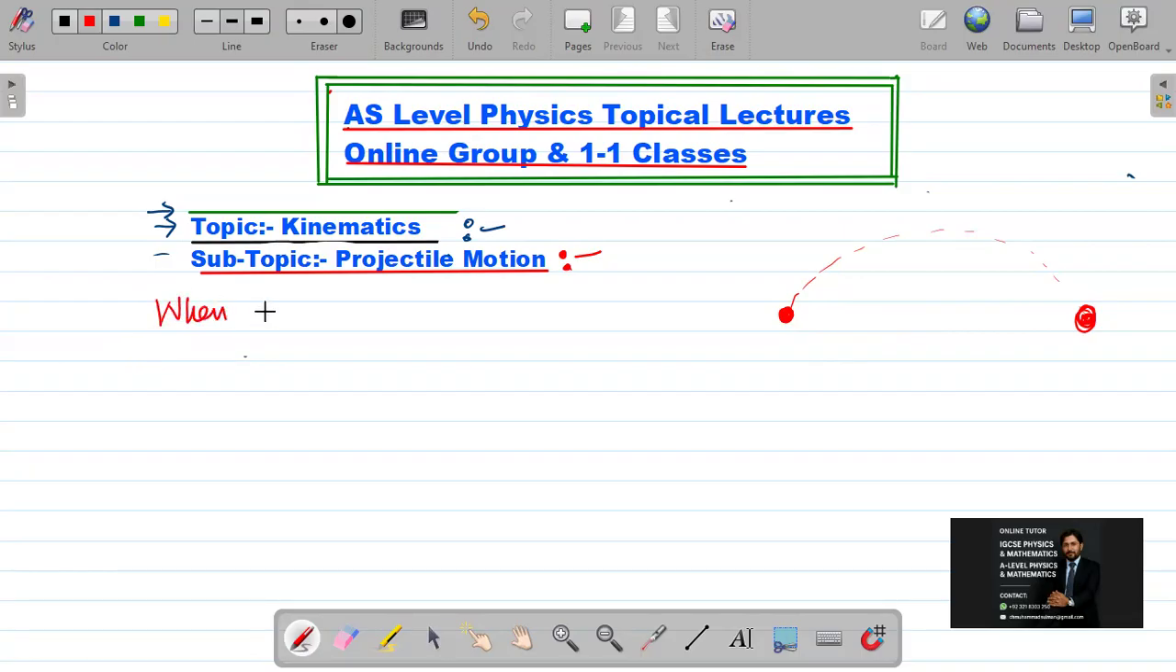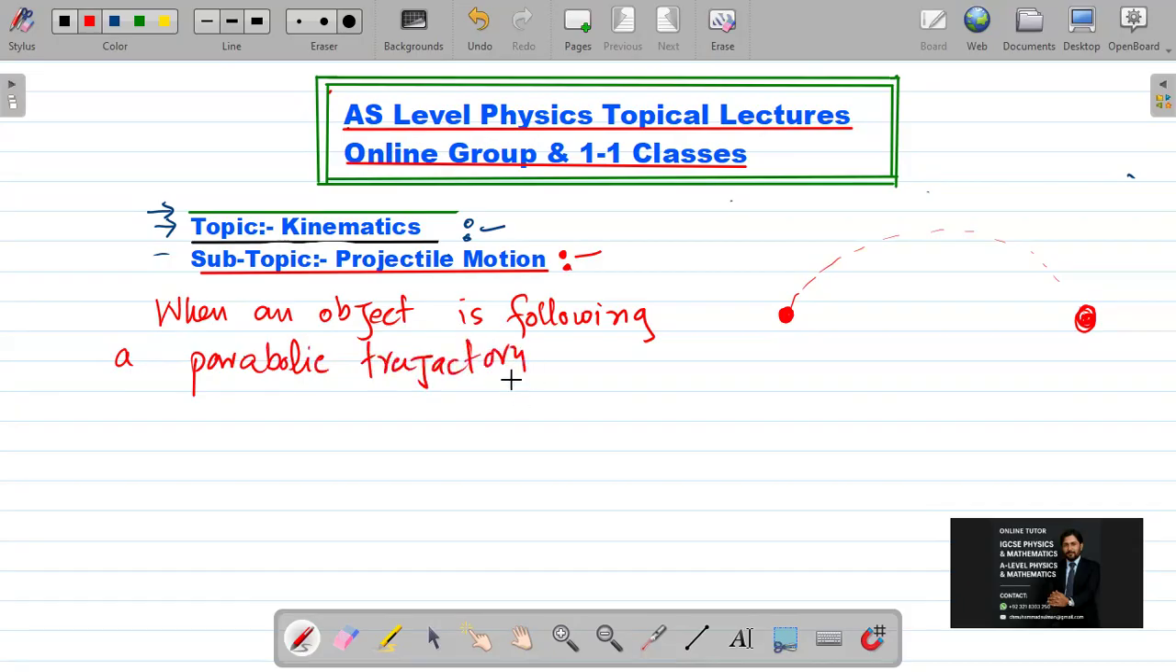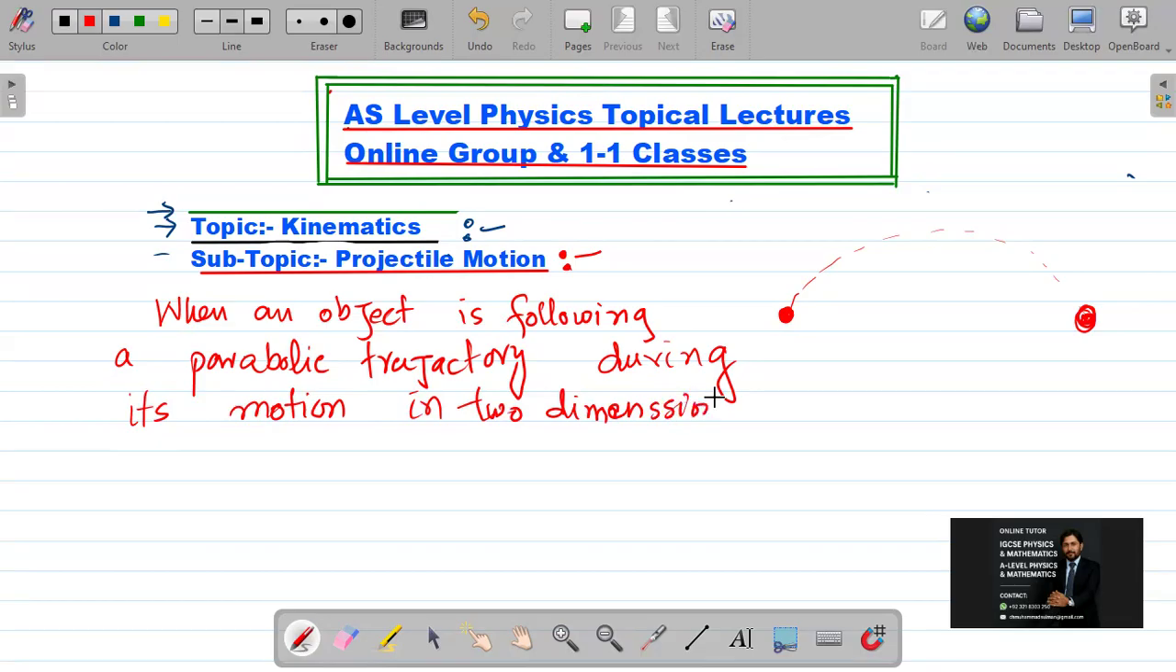When an object is following a parabolic trajectory, like in this shape, this is a parabolic shape. It is following a parabolic path during its motion in two dimensions, and two dimensions like the XY plane.